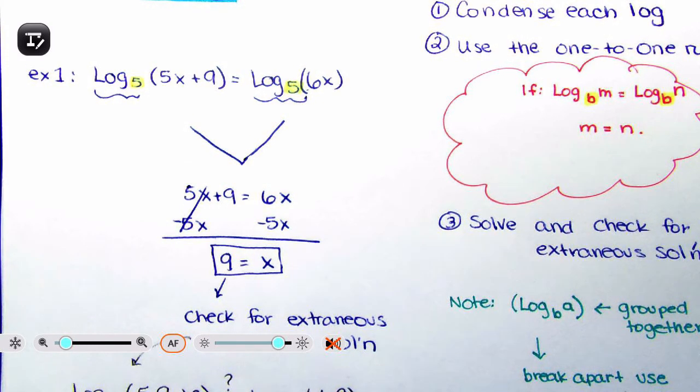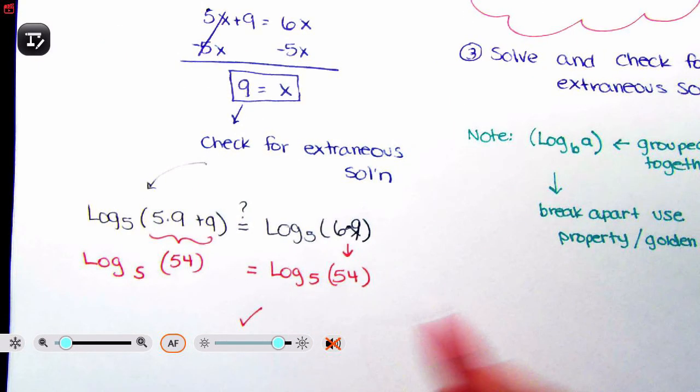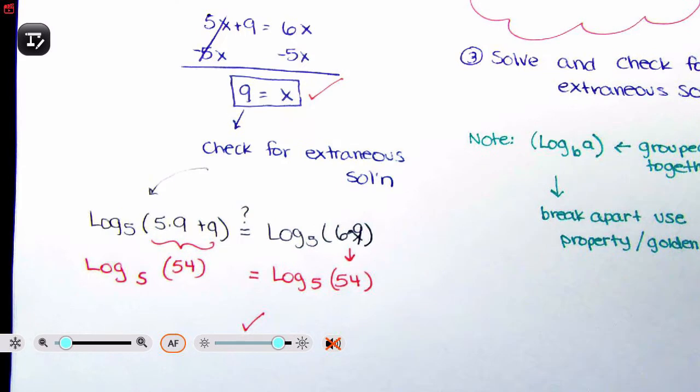6 times 9 is also 54. So you already know that these sides are equal to each other because they're the same thing. So I don't actually need to know the value of log base 5 of 54. So therefore, yes, this answer checks, and you are good to go.